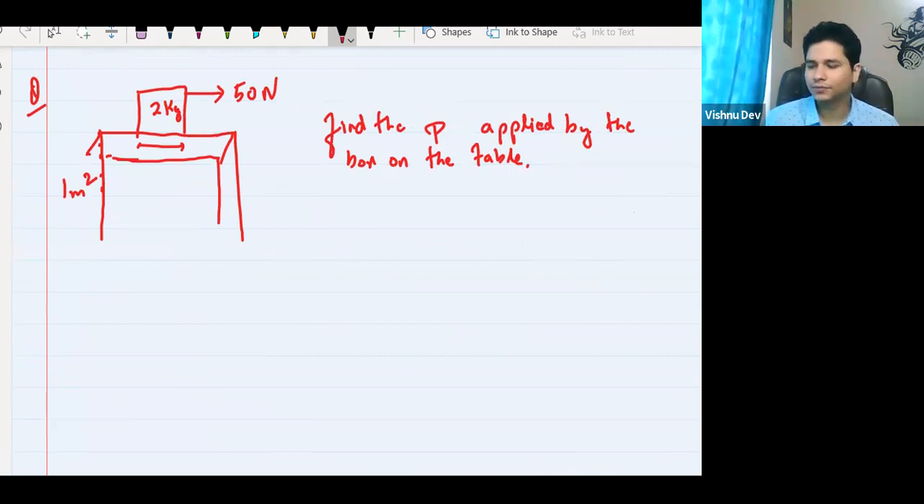So 50 N is the force, and we have to find the pressure, right, sir? I just gave you this, that 50 Newton force is applied in this direction. The weight of this object is 2 kg. The area is 1 meter square. Then what is the pressure applied by the box on the table? That is the problem. Okay, sir.